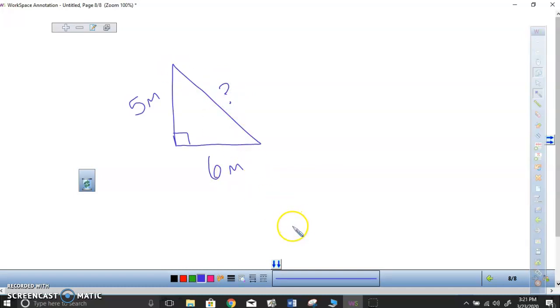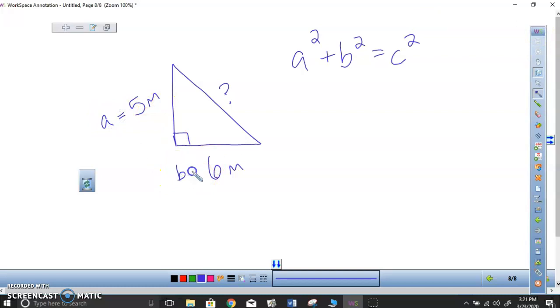So first you have to decide, okay, I know I'm going to need my formula, a squared plus b squared equals c squared. You decide what a and b are. Remember, a and b are your legs. They form the right angle. So in this case, a and b would be 5 meters and 6 meters. Remember, it does not matter the order. So I'm going to call a 5 meters and b 6 meters, and I could switch those. So in this case, this would be 5 squared plus 6 squared equals c squared.